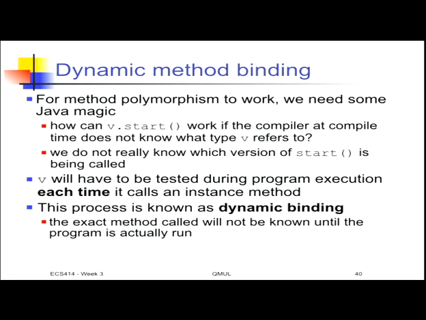So the decision of what code is going to be called for that polymorphic statement will be made at runtime. This is an important concept in Java that goes under the name of dynamic binding. Dynamic binding means that the code that is associated with a method will not be decided before runtime. It's not known at compile time.